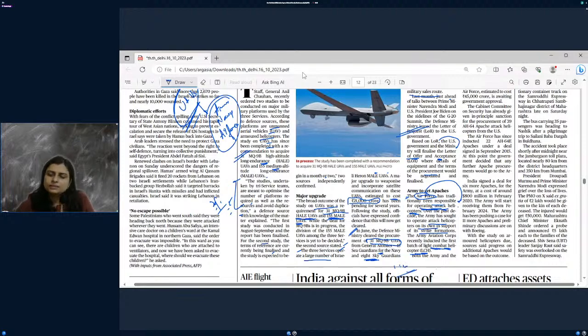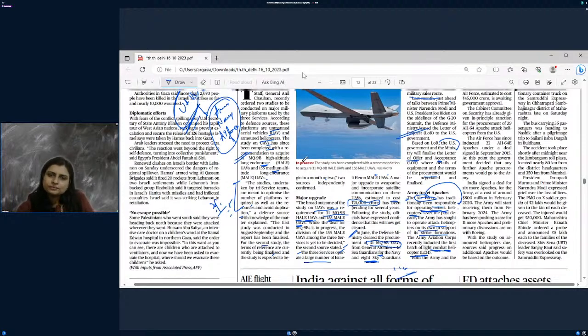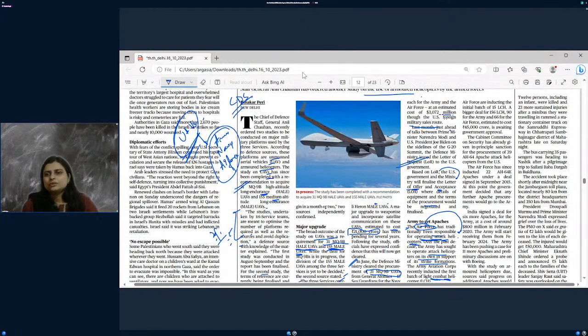Now, the Army Aviation Corps recently inducted the first batch of light combat helicopters. Both the Army and the Air Force are inducting the initial batch of 15 LCH. A bigger deal for 156 LCH, 90 for the Army, 66 for the Air Force, is estimated to cost around 45,000 crore, which is awaiting the government's approval.